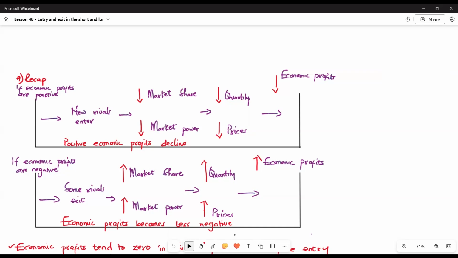Hi, welcome back. The previous lesson was on the first part of entry and exit in the long and short run. Today we'll be moving on to the second part.